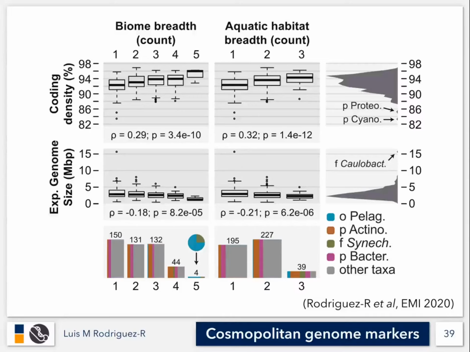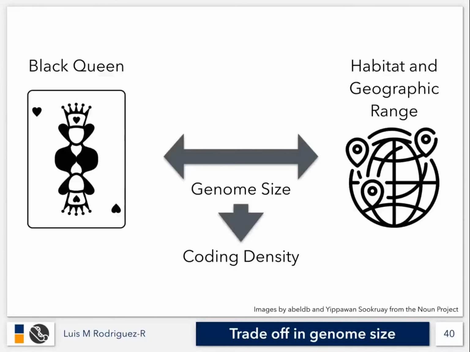So the answer was, those of you that voted A, you were right. At least in this case, for these microorganisms, they are better off having lighter backpacks, having smaller genomes. But something that was even more striking is that a much stronger effect was found for coding density, even stronger than the effect for genome size. So what we see is this trade-off between the Black Queen hypothesis and the increased habitat and geographic ranges.